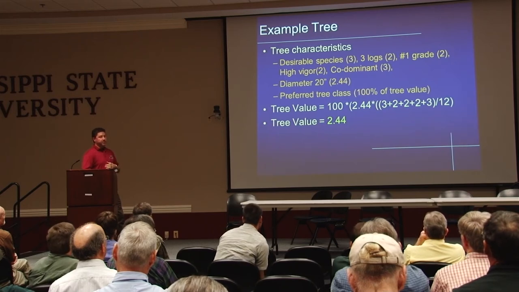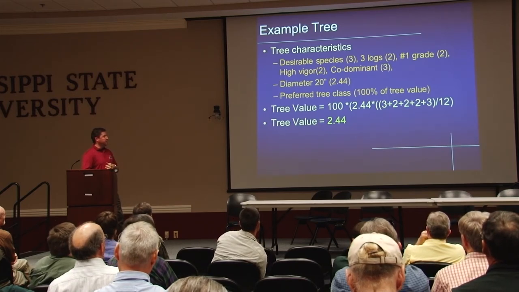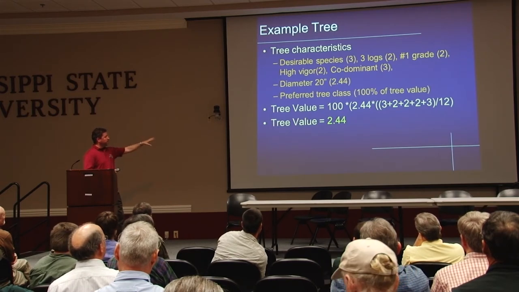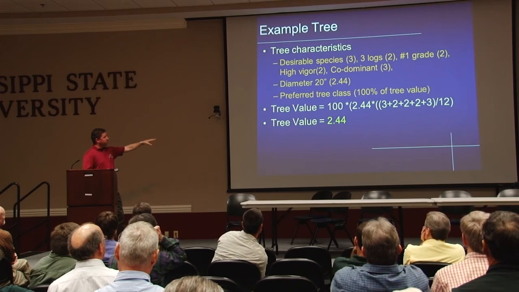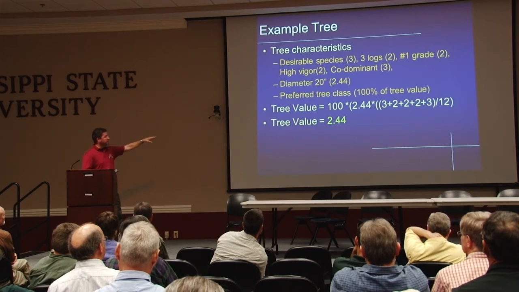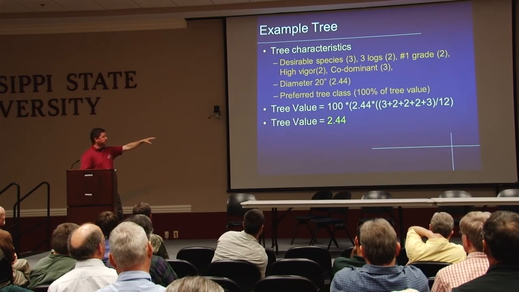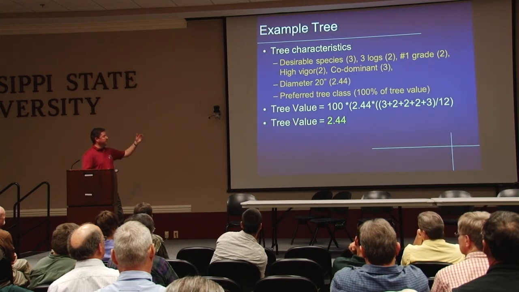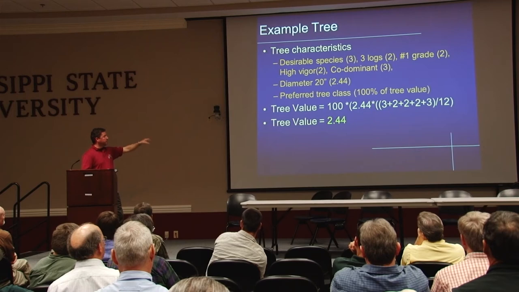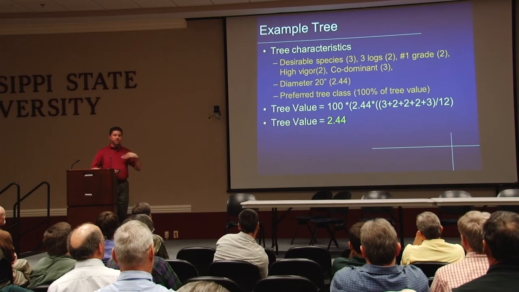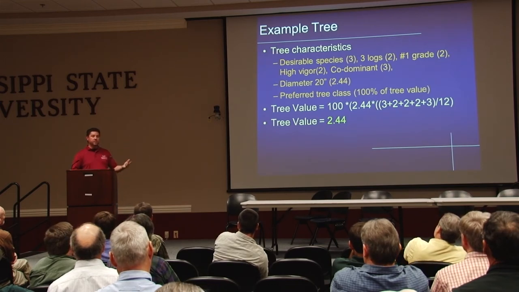This tree would easily go into the preferred tree class, and so it would receive 100% of its value. And you can see it's pretty straightforward math here. The tree value is, we get 100 from the tree class, and we have 2.44, the initial points provided by diameter. And then you see the individual tree characteristics. It's just additive, where the total is 12, and then you divide it by 12 and get a percent there. So there's really 2 adjustments to the tree value: the individual tree characteristics and the tree class. And of course, since this tree was perfect, it got a 2.44. That would be going up to your plot level and then the stand level, which is on a per acre basis.